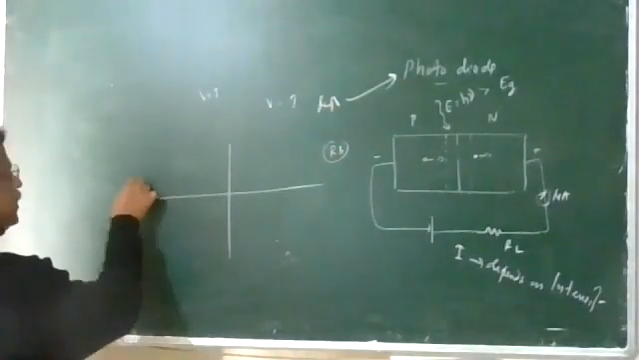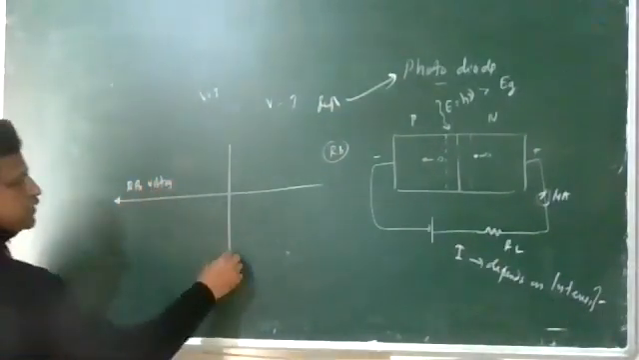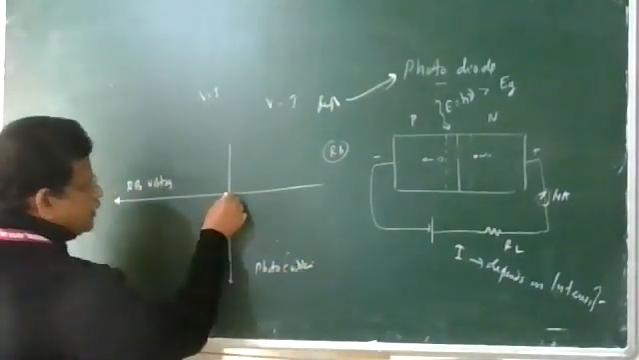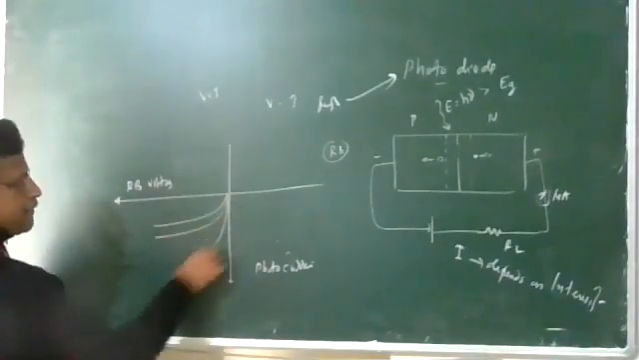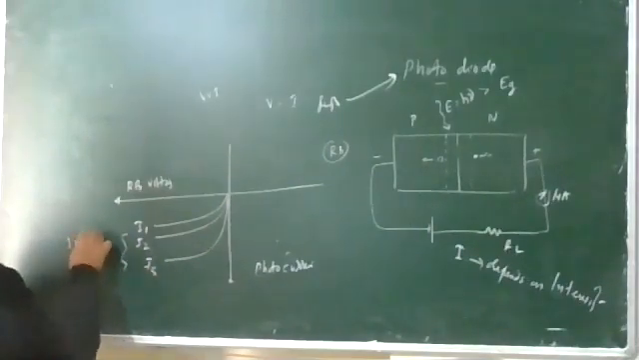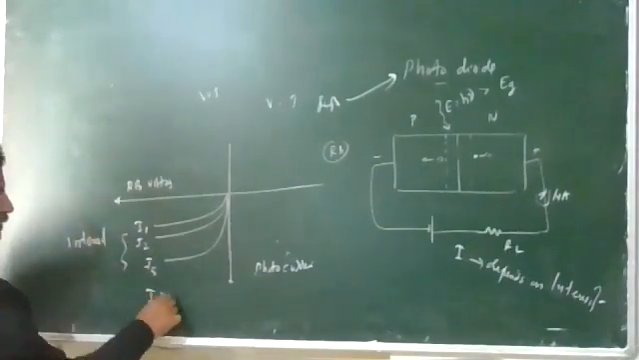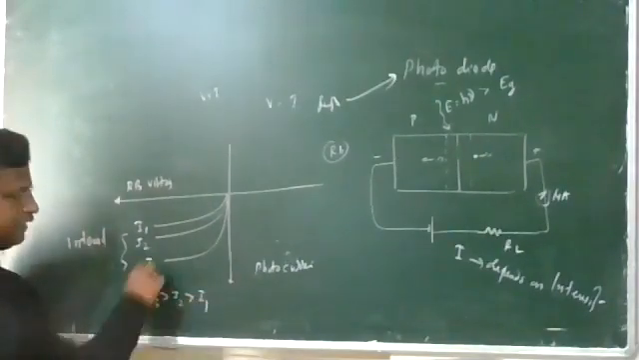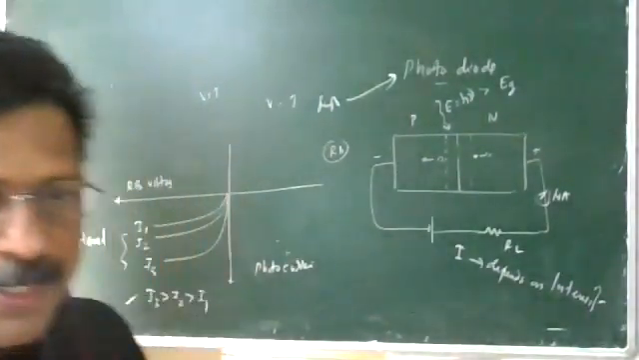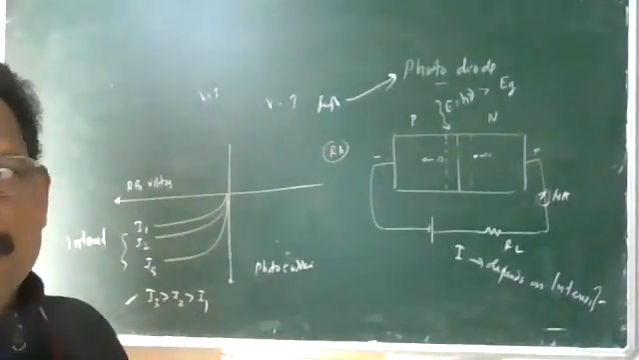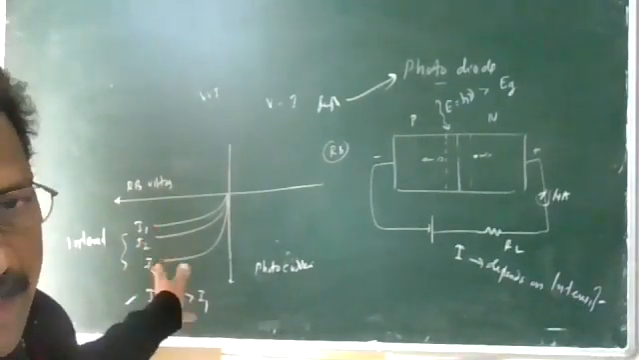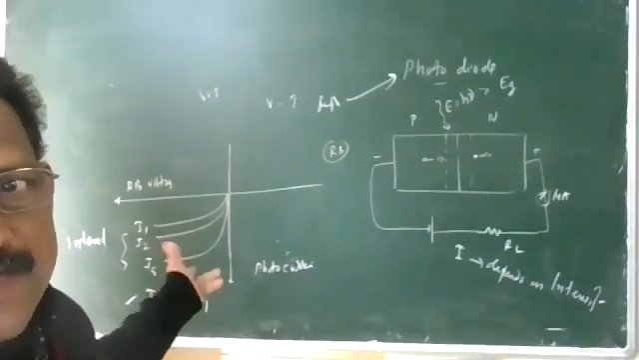This is the reverse bias voltage. This is the photocurrent. The variation is like this. I1, I2, I3 are the different intensities. I3 is greater than I2, greater than I1. The greater the intensity, the greater will be the photocurrent. This graph is very, very important. You can see it in question papers. This graph appeared, the graph was given, and you had to recognize which kind of device it is. It is the photodiode.